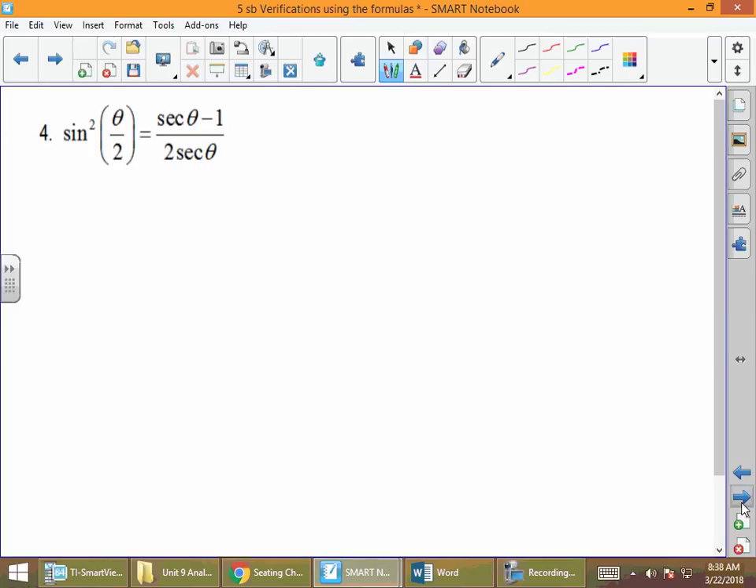Last one. Sine squared of theta over 2. So here's a half angle problem. And we haven't even looked at any half angles today, but here it comes. Going to still stick with the left side. And as we look back to our pink paper, what the half angle says for sine of theta over 2, our identity is plus or minus the square root of 1 minus cosine theta divided by 2.